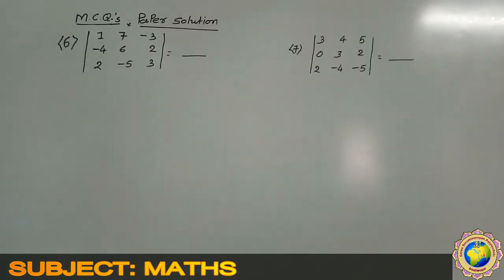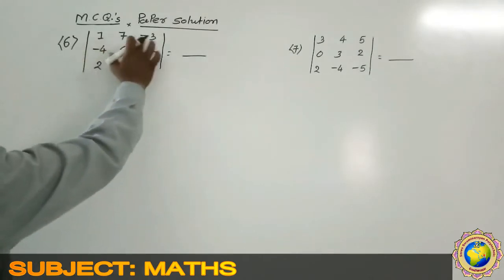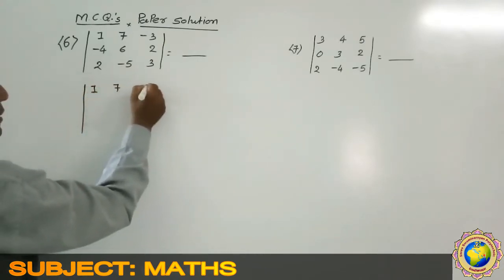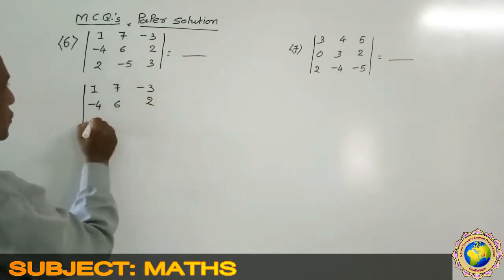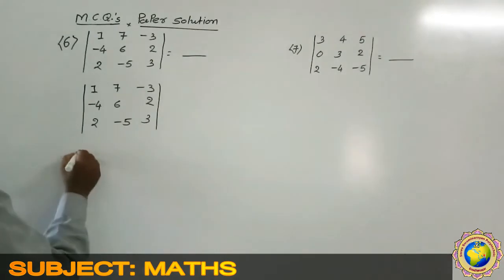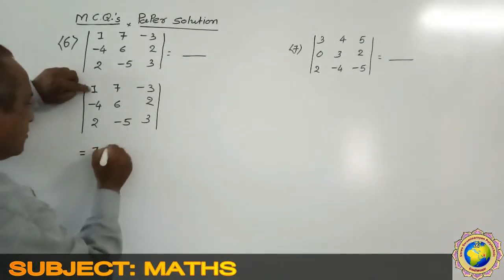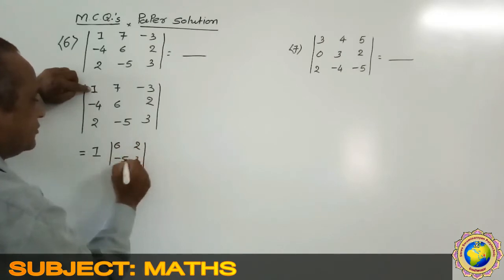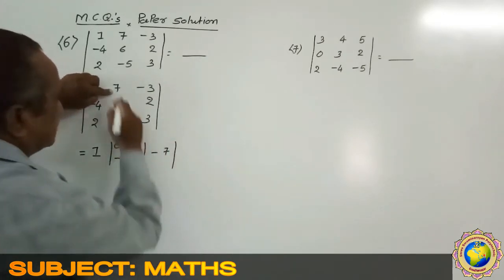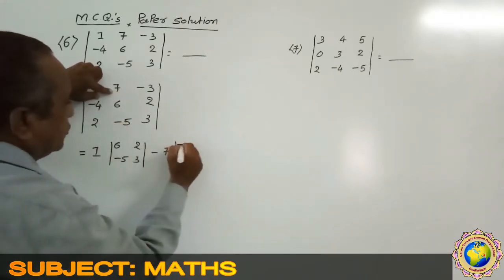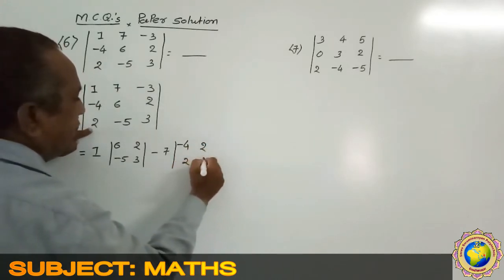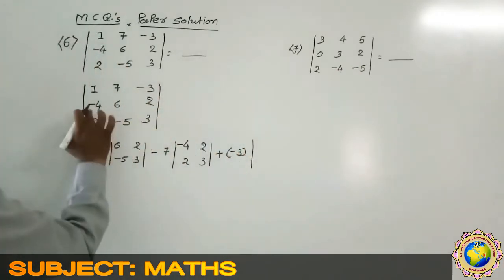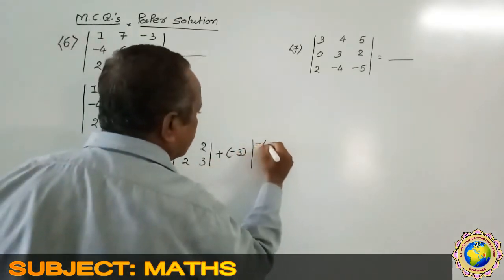Now MCQ number 6. Here is a 3 by 3 matrix: 1, 7, minus 3; minus 4, 6, 2; 2, minus 5, 3. Expanding along the first row: for 1, cancel its row and column, leaving the 2 by 2 with 6, 2, minus 5, 3. For minus 7, the second column, the 2 by 2 with minus 4, 2, 2, 3. For minus 3, the third column, the 2 by 2 with minus 4, 6, 2, minus 5.